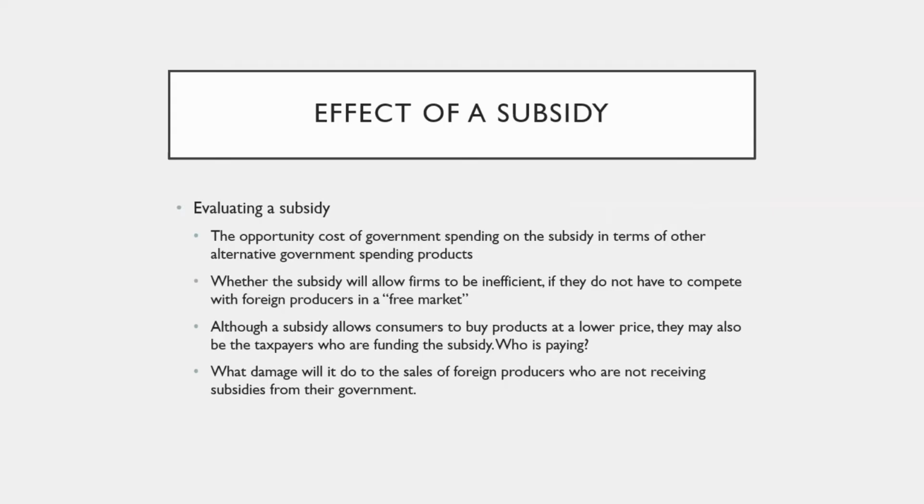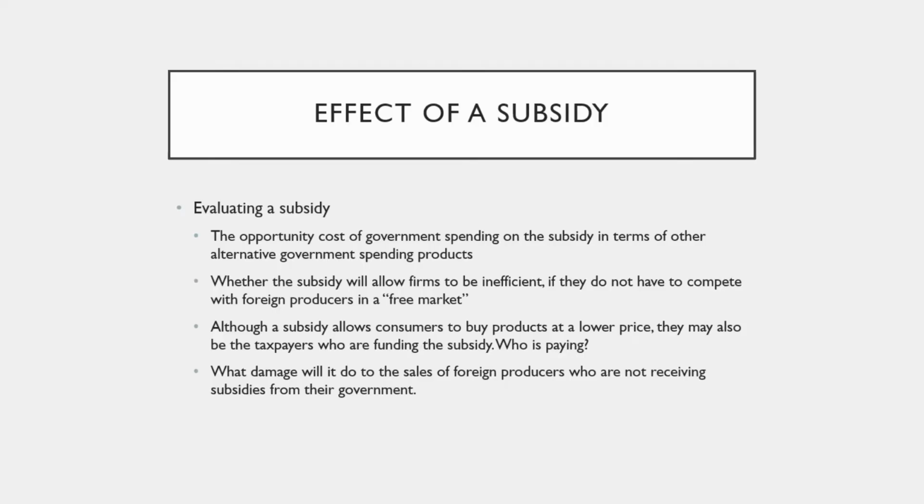Some of the effects of a subsidy, evaluating it. The opportunity cost of government spending on the subsidy. There's opportunity cost because the government is spending revenue in terms of other alternative goods that they could be spending the money on. You have to think about whether the subsidy will allow firms to become efficient or whether they're going to become more inefficient if they do not have to compete with foreign producers in a free market.